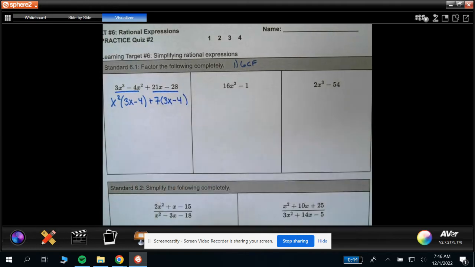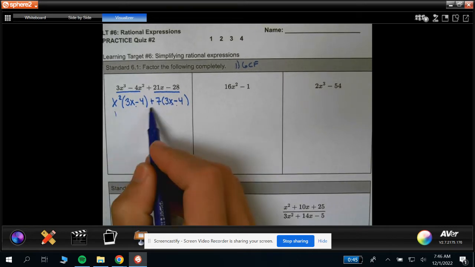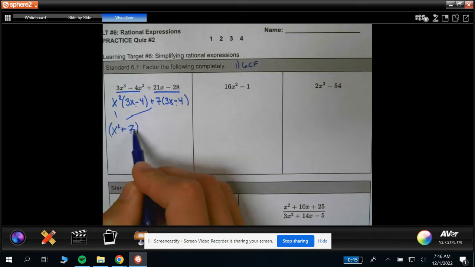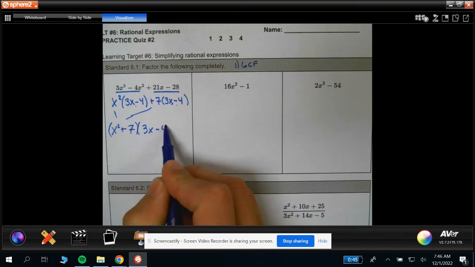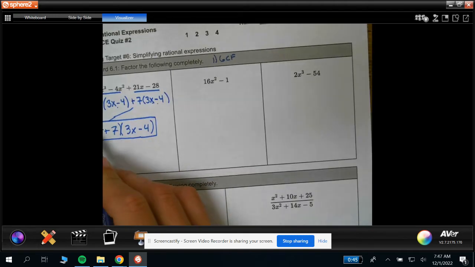The key for grouping is when you pull out that greatest common factor, do you see the same factor on both parts? Do you see this twice? Then pull this together, and you're going to get x squared plus 7 times our common factor, 3x minus 4. And that is our final answer right there.